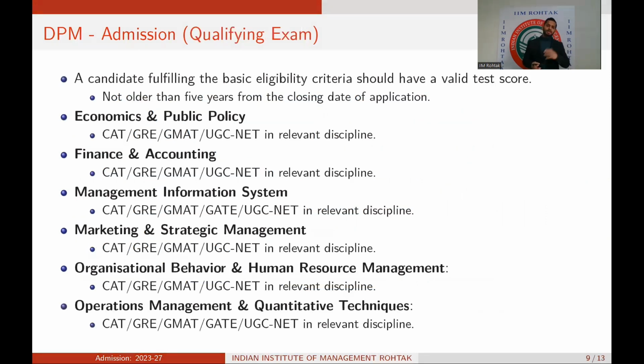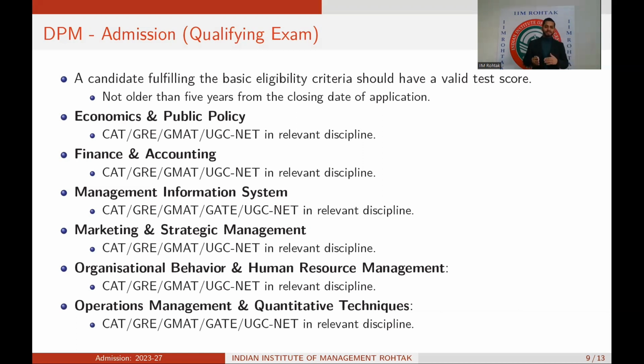In addition to the basic criteria, there are some qualifying exams. As far as these qualifying exams are concerned, we generally take CAT, GMAT, GRE, UGC NET, and these need to be in a relevant discipline, right? For example, if you're applying for an economics area, maybe after your MA economics, you have cleared your UGC NET examination. Similarly, if you're applying for finance and accounting, maybe you are an MBA in finance, and after that you need to have qualified the UGC NET exam, or maybe you have given CAT or GMAT. So these are some of the qualifying exams.